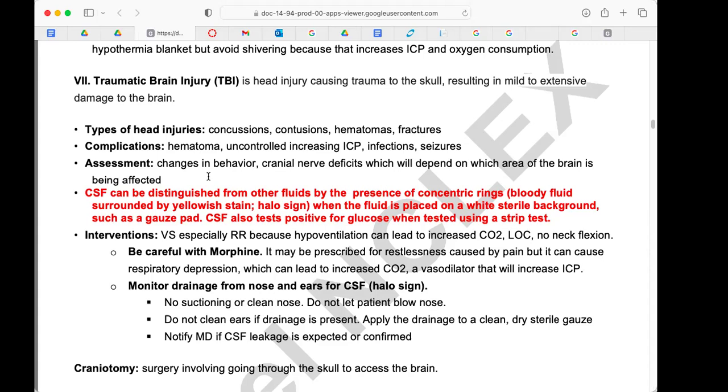Assessment. So definitely assessment of traumatic brain injury probably will affect their level of consciousness. It could lead to coma, changes in behavior, cranial nerve deficits. Okay. And that's going to depend on what area of the brain is affected.